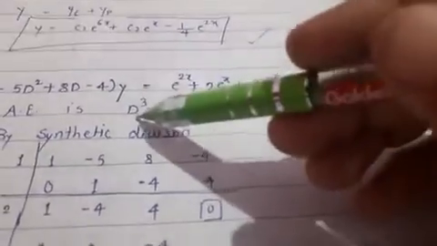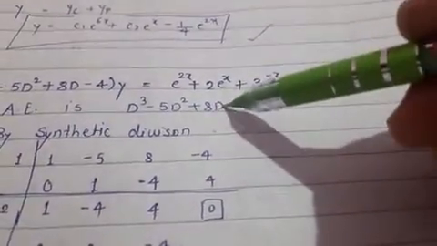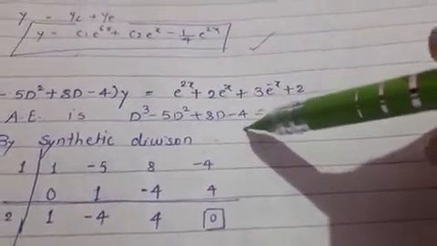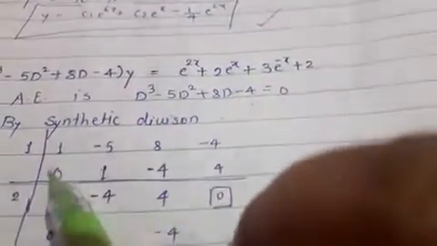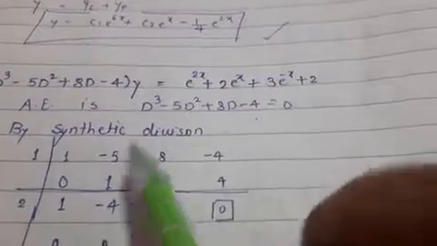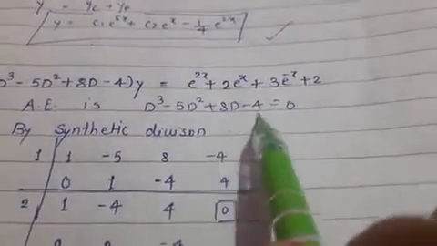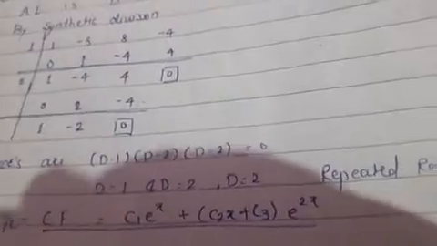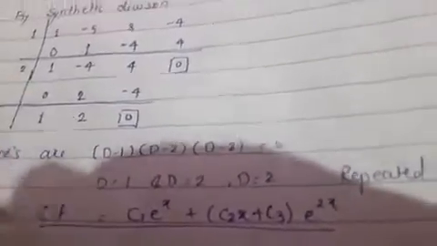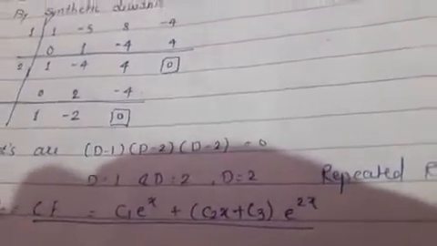So the highest degree term is d cube, then d square, then d, and constant minus 4. So write down all the coefficients. D cube has coefficient 1, d square minus 5, d 8, and constant minus 4. While taking the synthetic division, our main target is to make the last or constant term 0. In this case, always start with 1 here. So I consider first divisor to be 1.